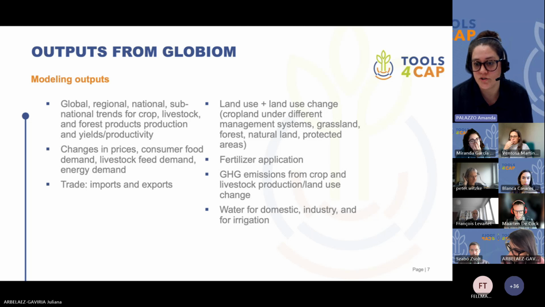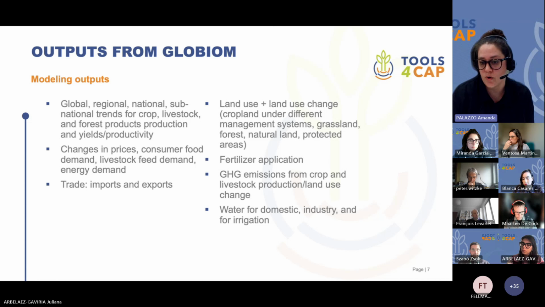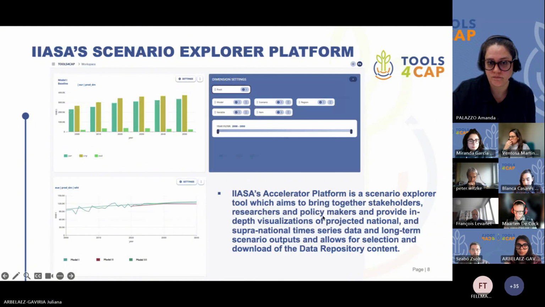We provide information on land use change, so cropland, and this includes cropland under different management systems, grassland, forest land, natural land, and different protected areas. We look at also the fertilizer application, the greenhouse gas emissions from crop and livestock production, and from land use change, and also the water for domestic, industrial, and irrigation purposes. Next slide, please.